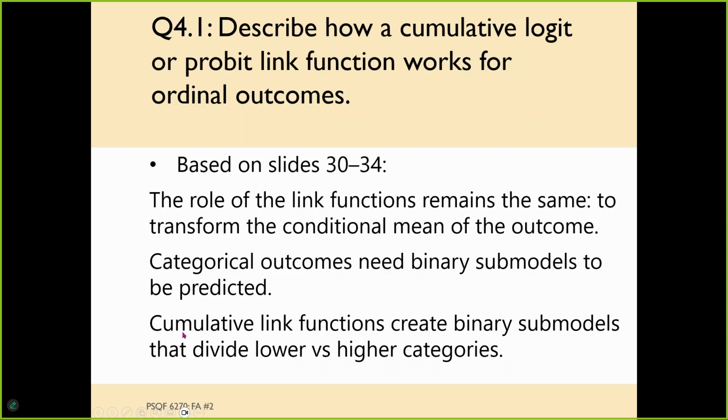And then, specifically for the case of cumulative link functions, we will have our binary submodels and we will have lower versus higher categories. And we can predict both sides depending on what we have in our model. For example, threshold for lower categories versus intercepts for higher categories.